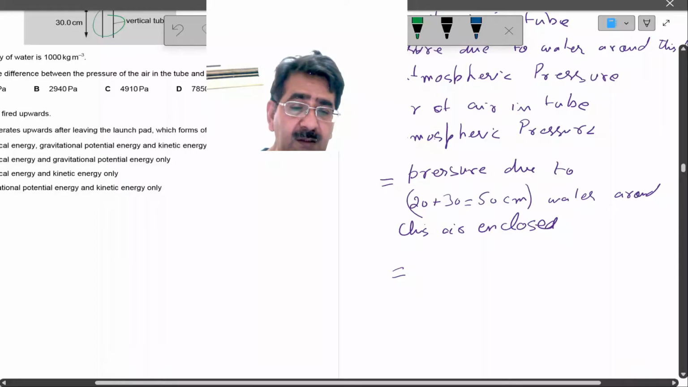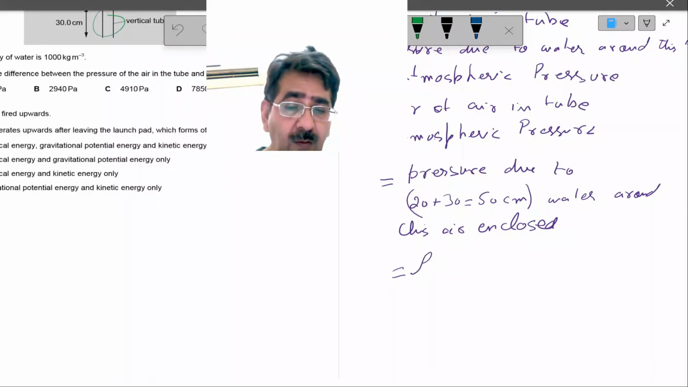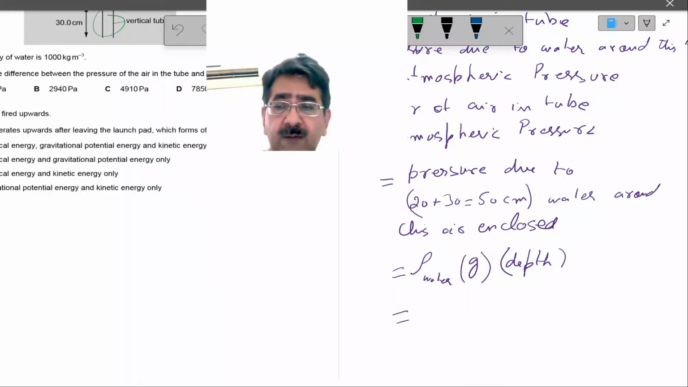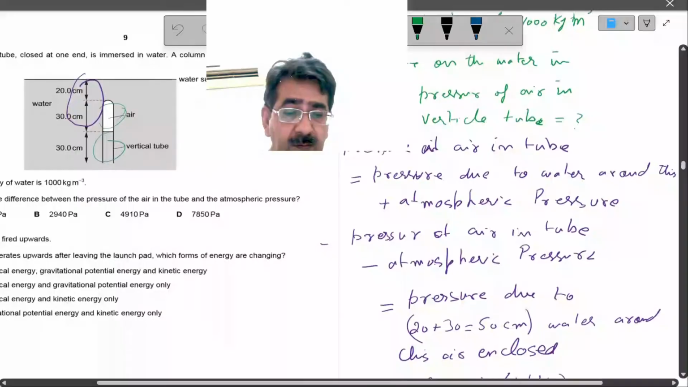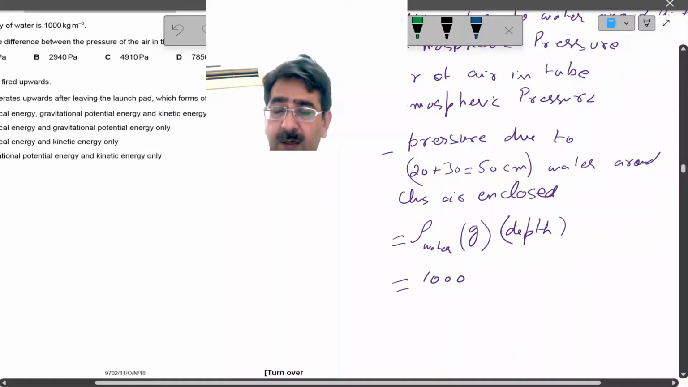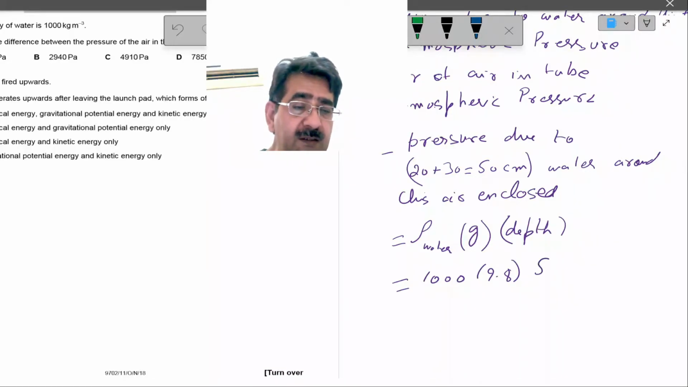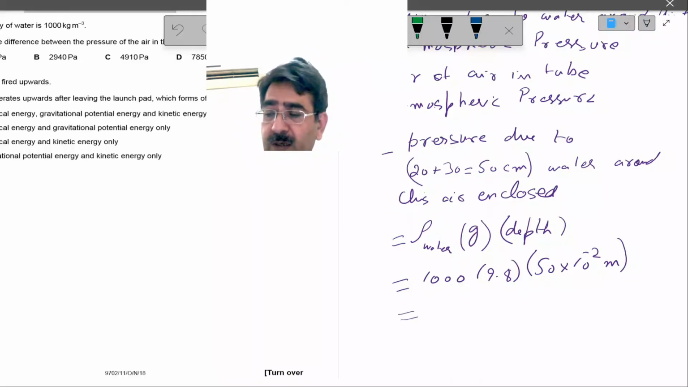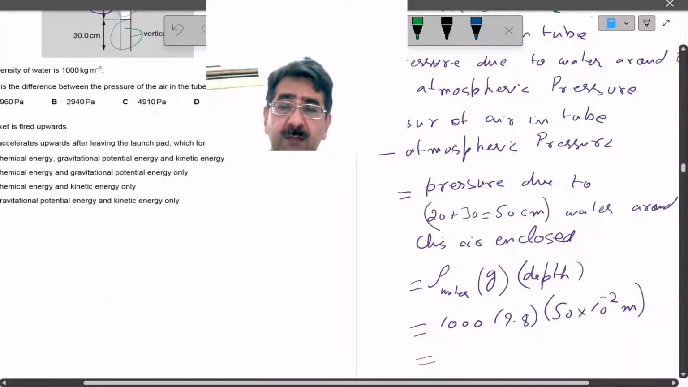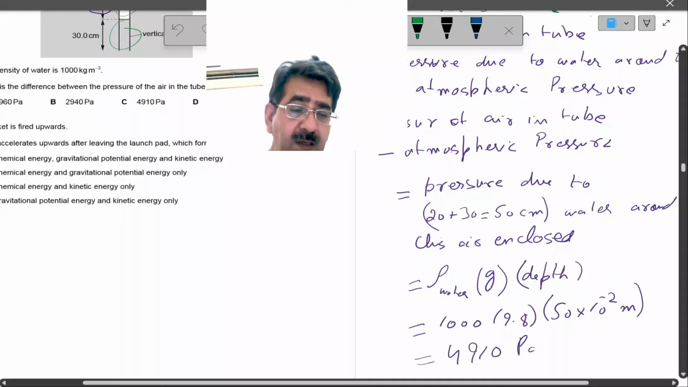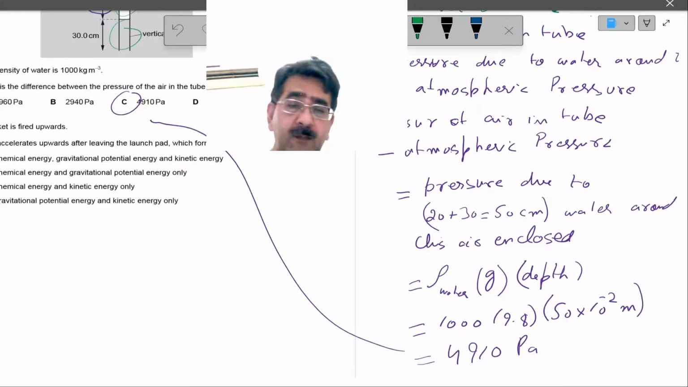So that will be equal to rho g d, where rho is the density of water, g is gravitational acceleration, and d is depth. Rho is given as 1000 kilogram, and g is 9.8. 50 centimeter, if we convert into meter, is 0.5. If we multiply these, the result will be 4910 Pa. That means the answer will be C.